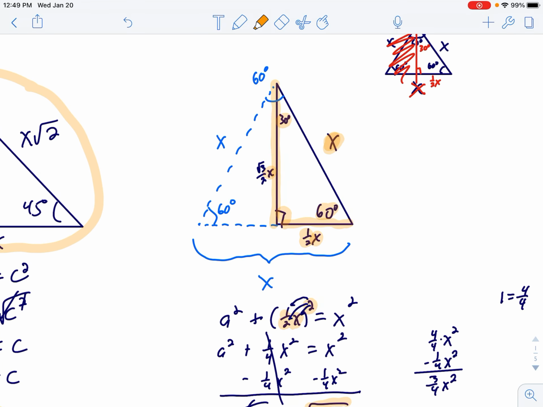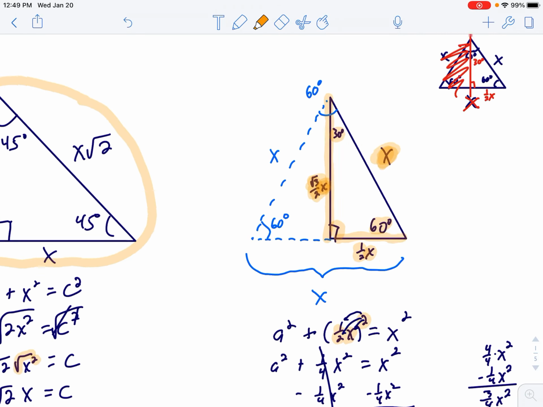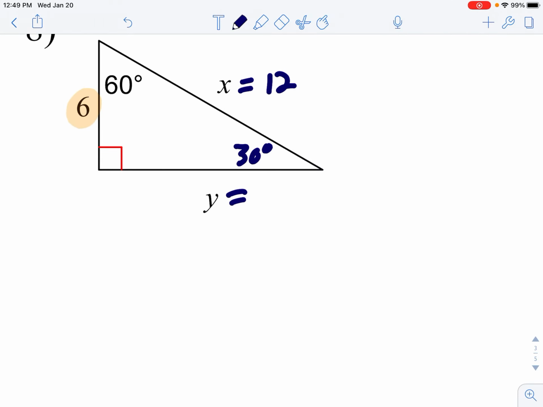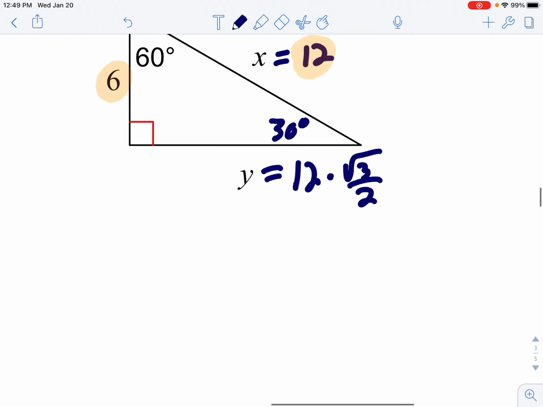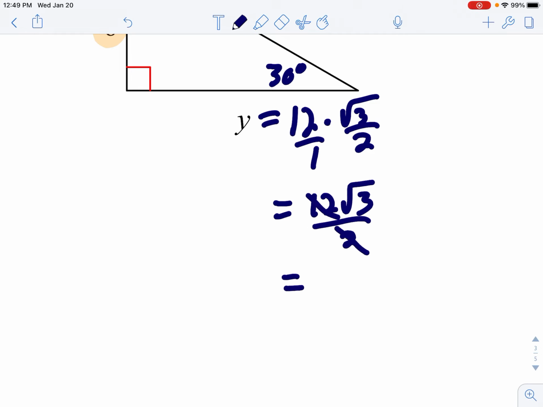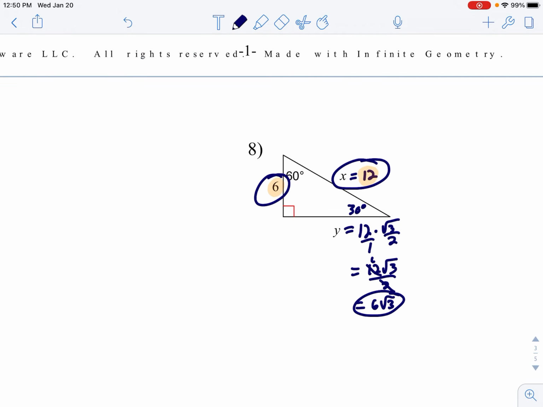The longer leg is the hypotenuse with a square root of 3 over 2 in front of it. The hypotenuse is x. This is square root of 3 over 2x. So to get this leg, I have to take the hypotenuse, 12, and multiply it by square root of 3 over 2. Now, this will actually simplify a little bit. That's 12 square root of 3 over 2, and those cancel, and you get 6, right? 2 goes in 12 6 times, 6 square root of 3. So there we go.